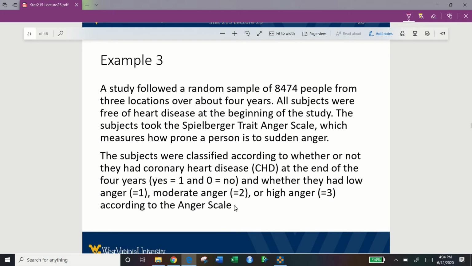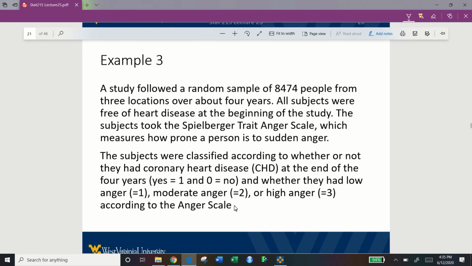A study followed a random sample of 8,474 people from 3 locations over about 4 years. All subjects were free of heart disease at the beginning of the study. The subjects took the Spielberger Trait Anger Scale, which measures how prone a person is to sudden anger. The subjects were classified according to whether or not they had coronary heart disease at the end of 4 years.